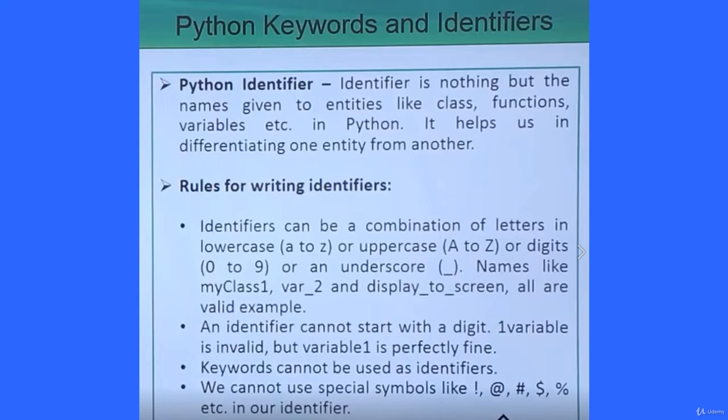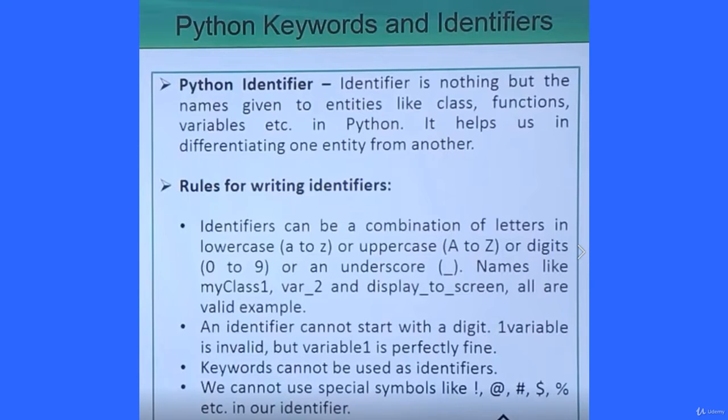So an identifier cannot start with a digit. So 1variable is not valid, it is invalid, but variable1 can be treated as a valid identifier. Keywords cannot be used as identifiers. We cannot use special symbols like exclamation, at the rate of, hash, dollar, percentage symbols, etc. in our identifier name. So these rules are mostly common in almost all programming languages, but in Python, these are the rules to be followed while defining identifiers.